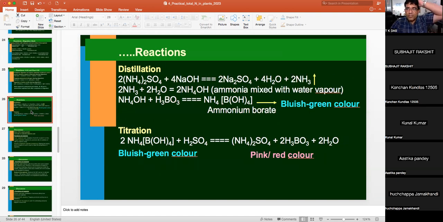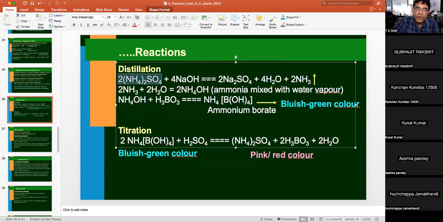Now, what are the reactions during distillation? As you know, after digestion, you have everything in the form of ammonium sulfate. Sodium hydroxide was added and you get ammonia released, water formed and sodium sulfate. So this ammonia is liberated and starts moving through the tubes, and it will reach the collecting flask of boric acid.